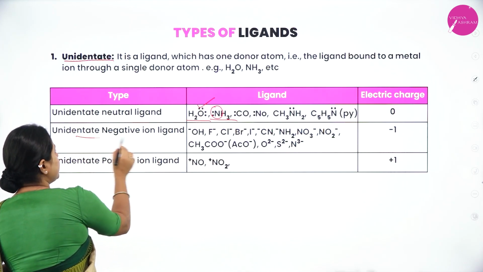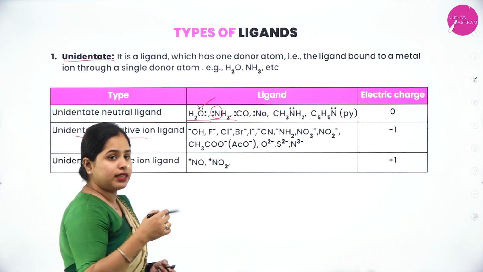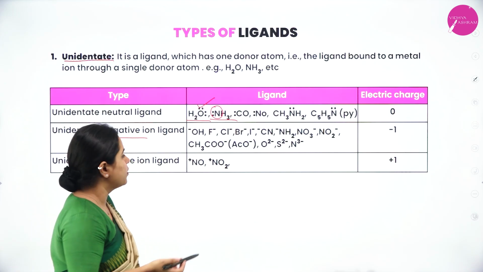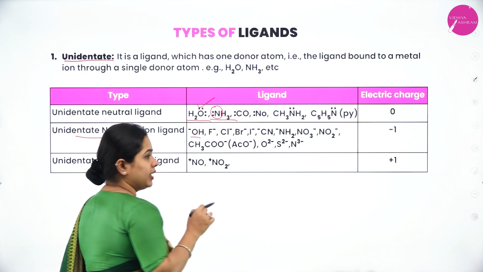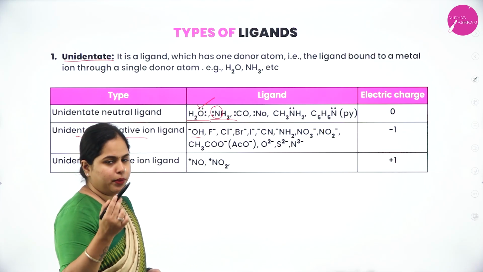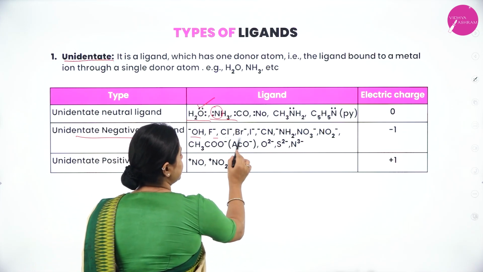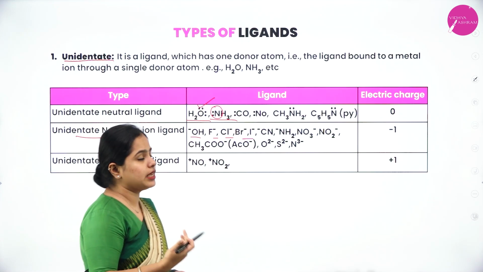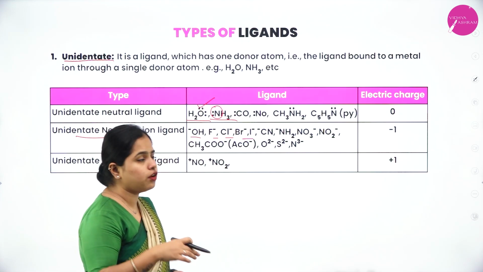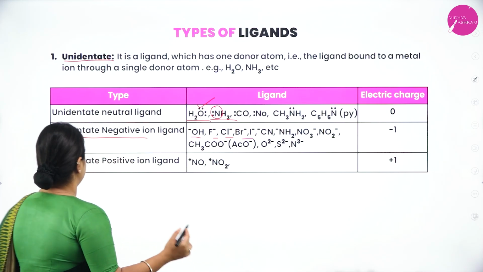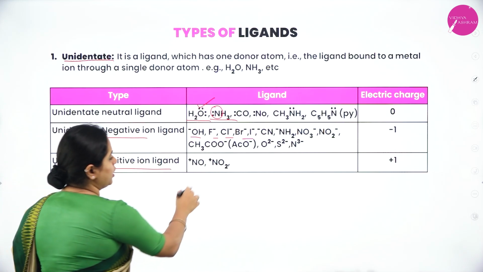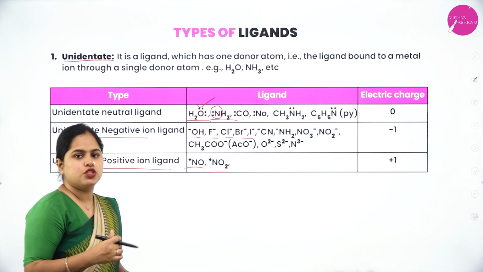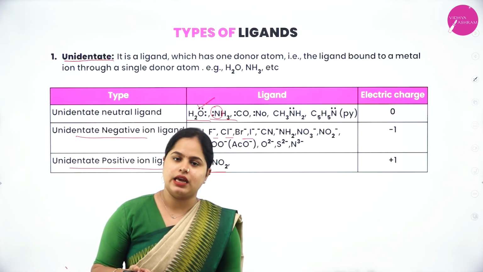Now, moving on to unidentate negative ion ligands. These are negatively charged. In the case of OH minus, again oxygen will be the one which forms the bond. Now, F minus, Cl minus, Br minus, all the halogens, CN minus, NH2 minus, NO3 minus, all these are examples of negative ligands. Now unidentate positive ligands are NO plus and NO2 plus. So I hope what a unidentate ligand is, is clear to you.